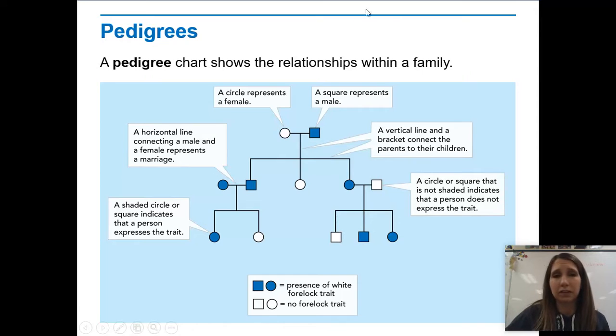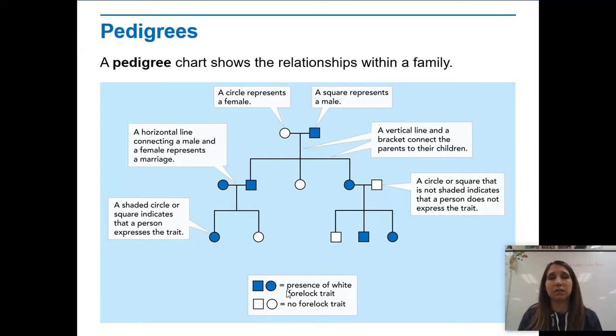A couple of other things. Circles in these diagrams are always female. Squares are always male. If we have a filled in shape, whether it be circle or square, that's going to represent the fact that that individual has the trait. And when I say the trait, I'm trying to be generic because the trait can be lots of different things. It could be the presence of a disorder.